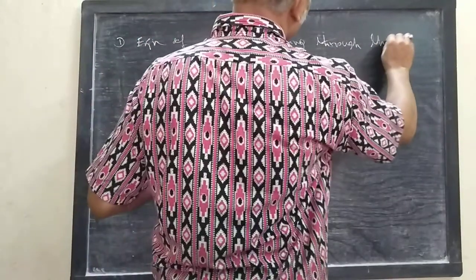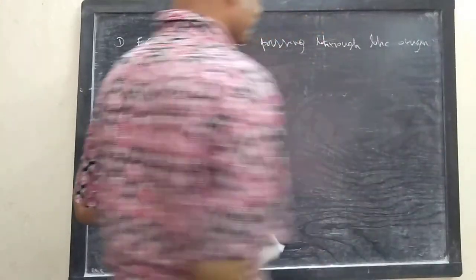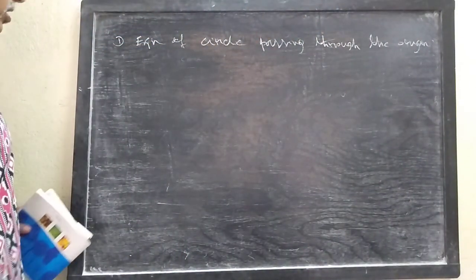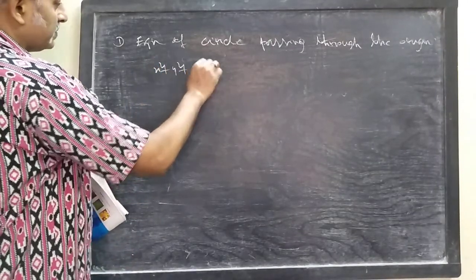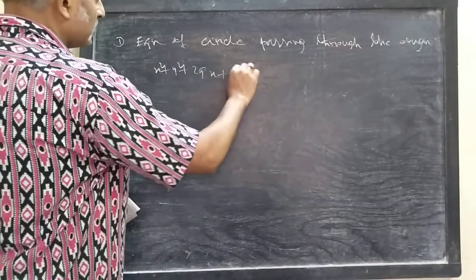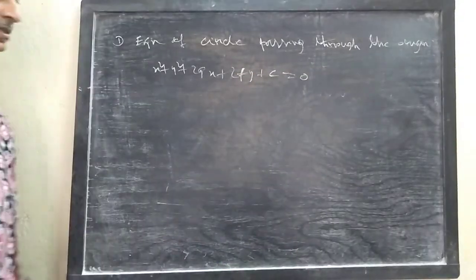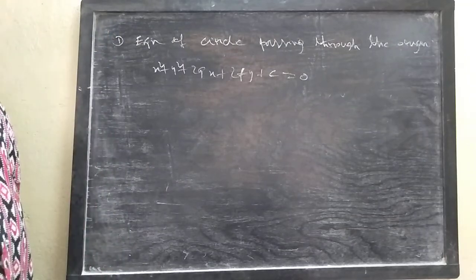Passing through the origin. Now, we have already seen that x square plus y square plus 2gx plus 2fy plus c equals 0 represents the equation of any circle lying on the xy plane.